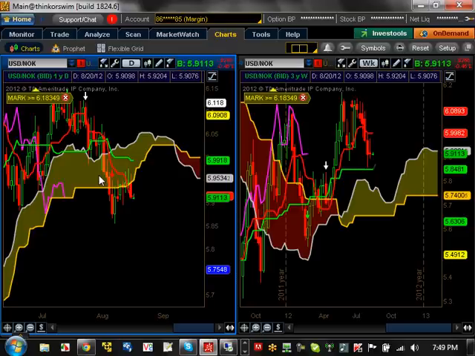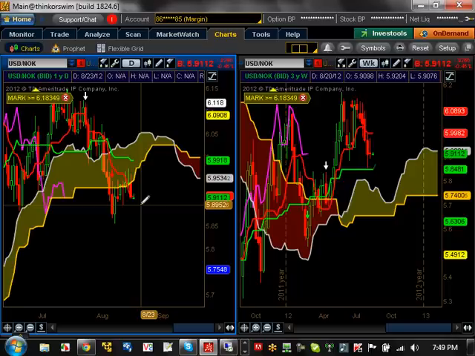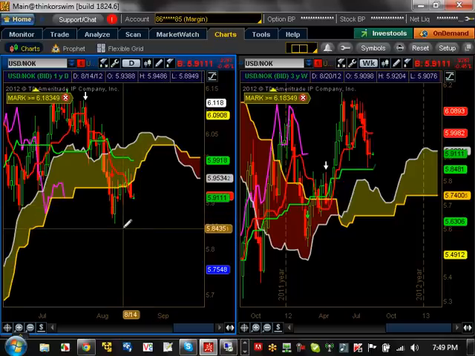US NOK right now looks like it's trying to break down here. Major support on this is going to be 84.81, which is basically just a little below here. And major resistance on this one is going to be 99.82 moving forward.